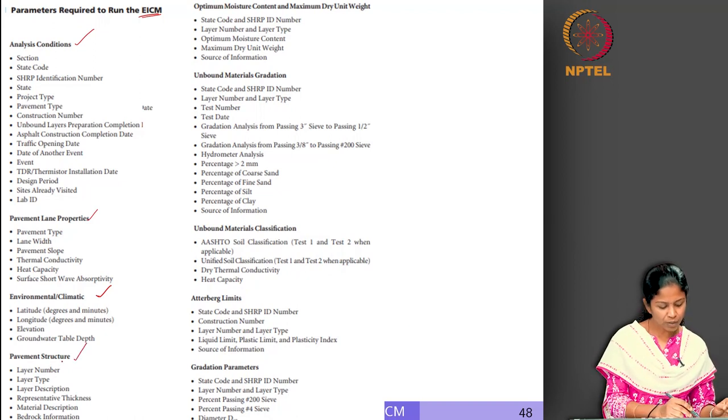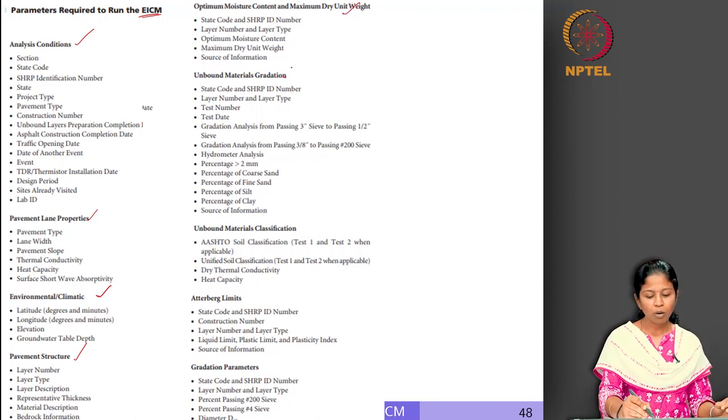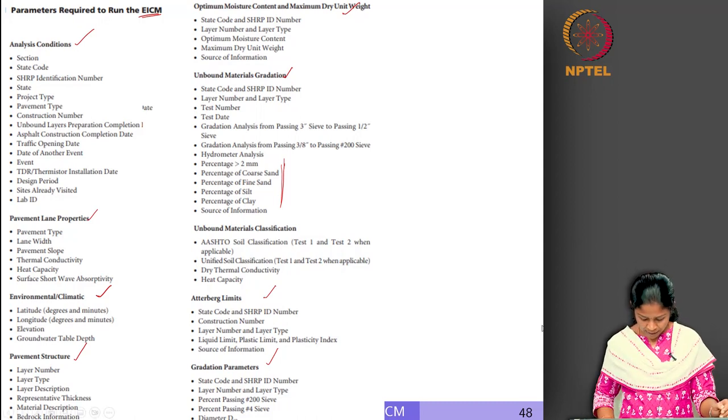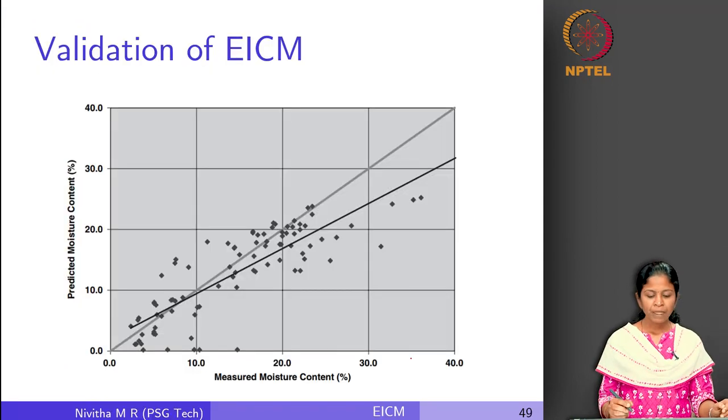Similarly, the pavement structure, what is the layer number, what are the types, thickness, etc. The moisture content and the dry unit weight, and then unbound material gradation. So, what is the percentage of all these materials, and then what is the soil classification as per AASHTO, and what are the Atterberg limits, liquid and plasticity limit, and the gradation parameters. This much information is required to input in the EICM model when we are trying to calculate the required parameters.